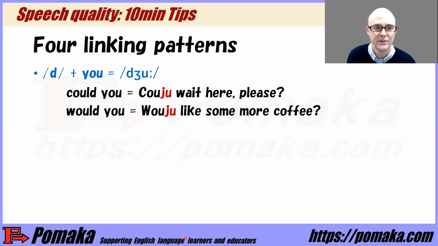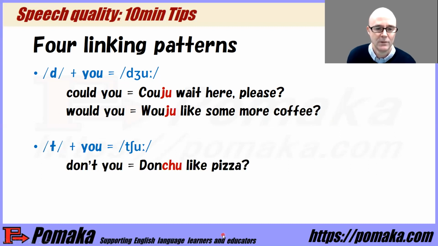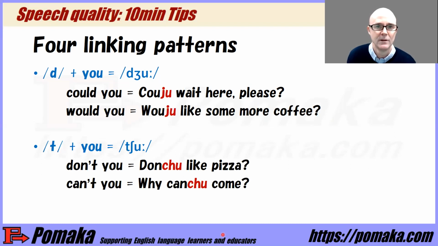Here's another example. Would you becomes would you. For example, would you like some more coffee? Another pattern is the phoneme t followed by the word you becoming chu. Let's look at some examples. Don't you becomes don't you. For example, don't you like pizza? Can't you becomes can't you. Why can't you come?